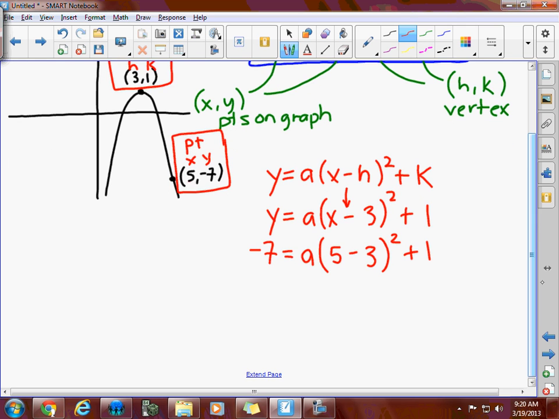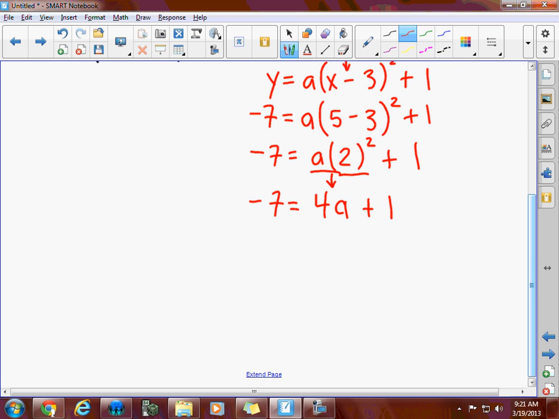Now you can see there's only one unknown that I have in this whole equation, is the a. I have to solve for this value of a and then use it back in the original equation. So now I just have some simple math to do. The negative 7 is going to stay. The a is here, and this comes to be 2 squared plus 1. Now we should know that 2 squared is 4, and coefficients usually come in front of the variable, so I'm going to say that this whole thing here simplifies to 4a plus 1 equals negative 7.